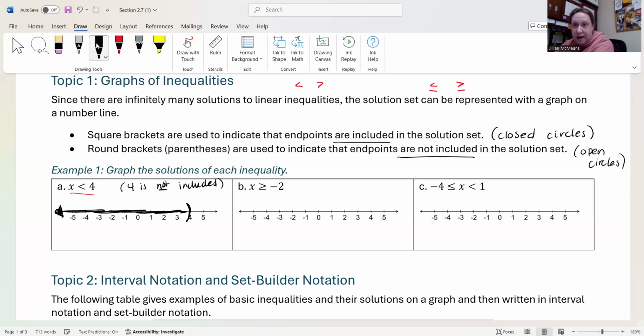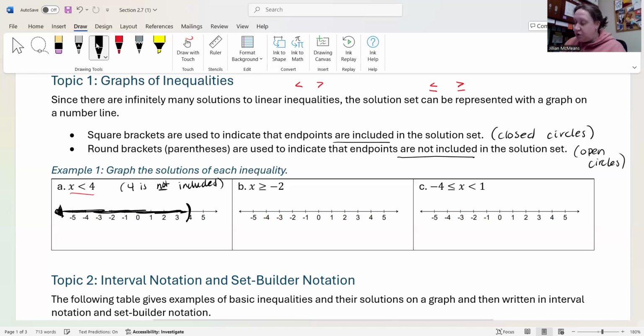3.5 would work, -10 would work, 0 would work, 1 would work, 2.117894 would work. Exactly 4 would not work. Okay, that's why we put the rounded bracket there. 4 is the endpoint. We can go all the way up to 4 without actually including it.